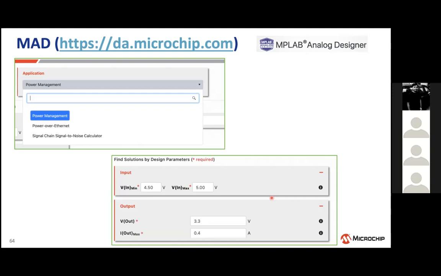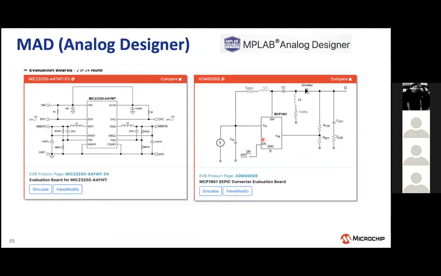It's like you key in the parameters, and assume that I have just keyed in these parameters. It's a web tool, so it's going to load. Once I click on enter, it's going to load, and it will give you all the possible solutions for the specifications that I just entered. And once I click on, assume that I've just selected this MSC23250 based solution, then I could either click on simulate or I could click on view and modify.